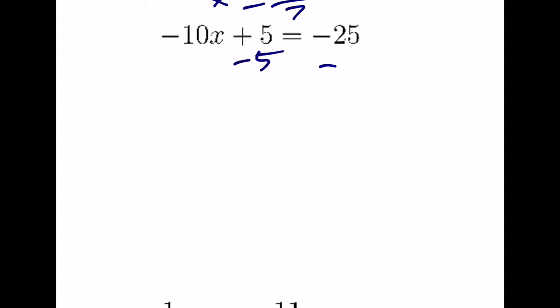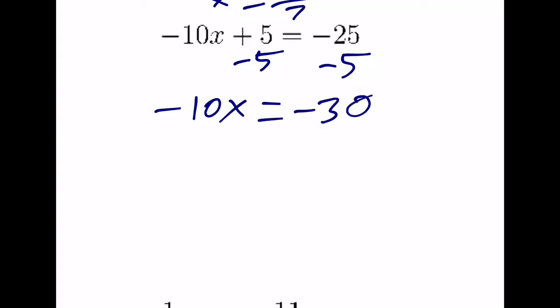Minus 5 from both sides. Negative 10x is equal to negative 30. Divide by negative 10. X is equal to 3.